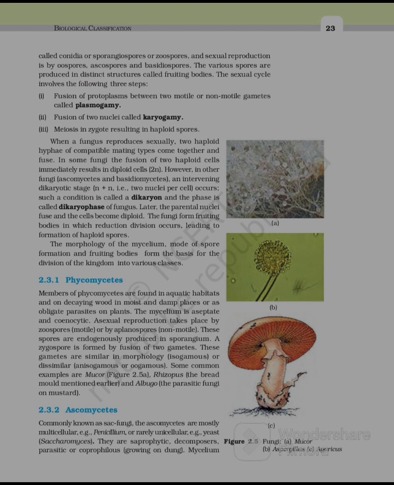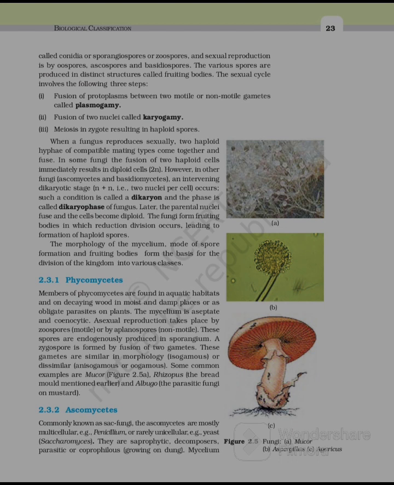The fungi form fruiting bodies in which reduction division occurs, leading to the formation of haploid spores. The morphology of the mycelium, mode of spore formation, and fruiting bodies form the basis for the division of the kingdom into various classes. Topic 2.3.1 Phycomycetes.